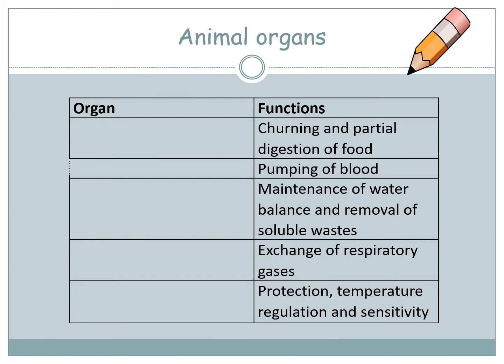So you can pause the video and try to write down what organ you think goes with its function before I go over the answers, because you should have done it in probably second year or third year. So the answers would be that the stomach is the thing that churns and partially digests food. The heart is the thing that pumps blood. The kidneys are the thing that maintain water balance and remove soluble waste. The lungs exchange respiratory gases, and the skin protects and is also for temperature regulation and sensitivity.